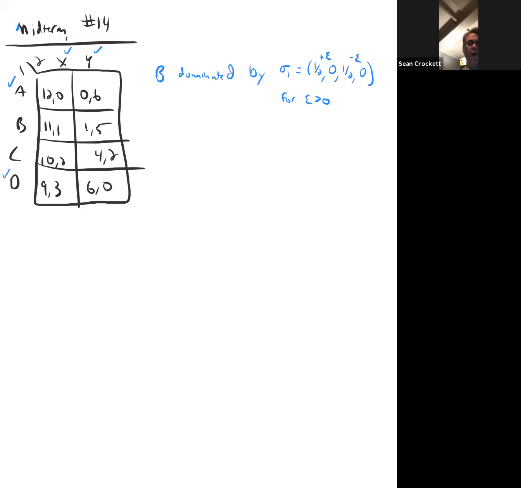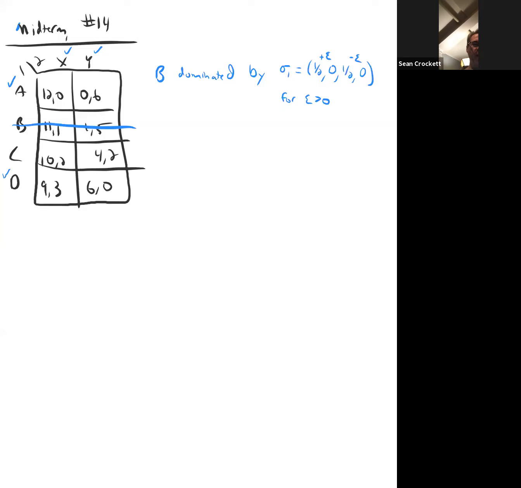Of course, you could also solve it algebraically. What you'll find is that you put a probability P on A, a probability 1 minus P on C, and find the value of P that makes the combination better than B in both columns. And what you'll find is P greater than 1/2. So you would get there the exact same way. But B is definitely dominated.